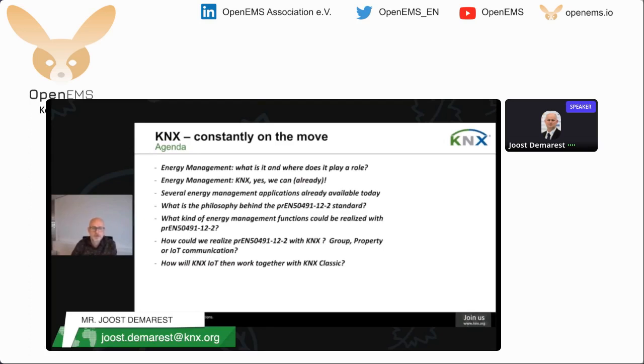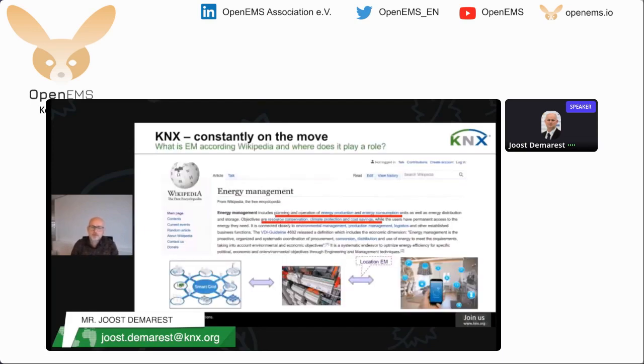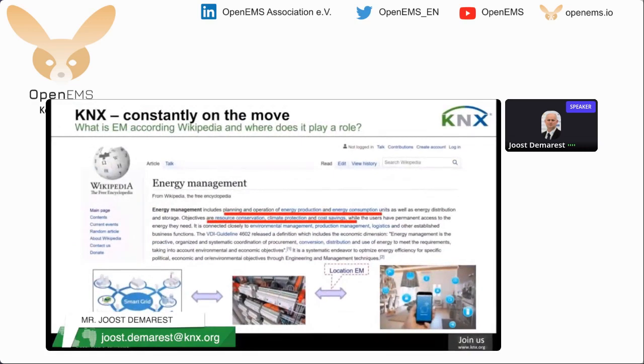So let's get started. The term energy management is a very broad term, a term that is often heard, and there is a lot of confusion on what the content is. To start off my presentation, I thought, why not look at how Wikipedia defines the term energy management? I will read out what Wikipedia says there. Energy management includes the planning and operation of energy production and energy consumption units, as well as energy distribution and storage.